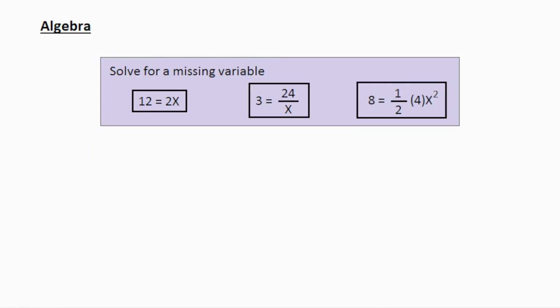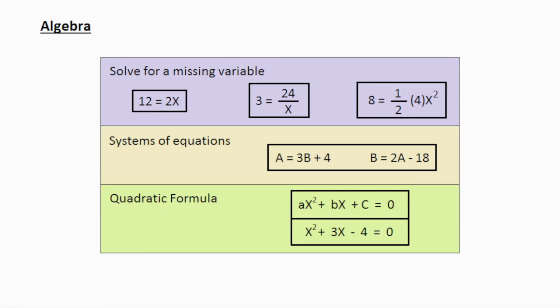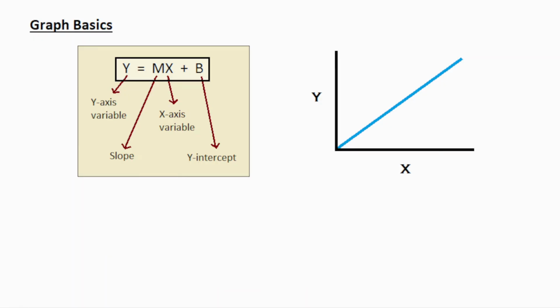Next, looking at algebra, maybe we are solving for a missing variable, like variable x in these 3 quick equations. Maybe we are attacking a system of equations, which means 2 equations with the same 2 unknown variables. Here that's variables a and b. You are trying to solve for both. Or maybe we are attacking an equation that fits the quadratic formula, and we are solving for the value or values of variable x. All of these examples are part of worksheet 1.01 if you would like to test your understanding.